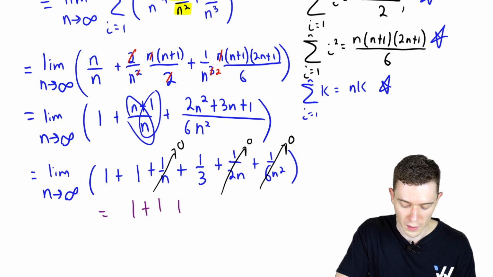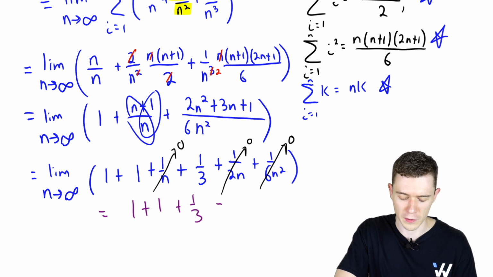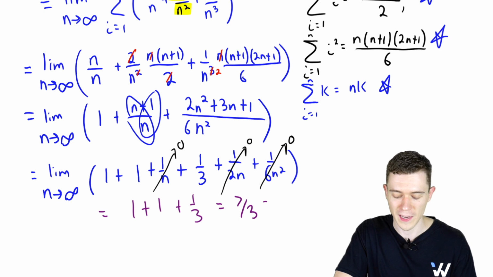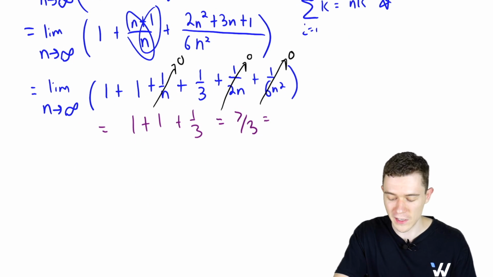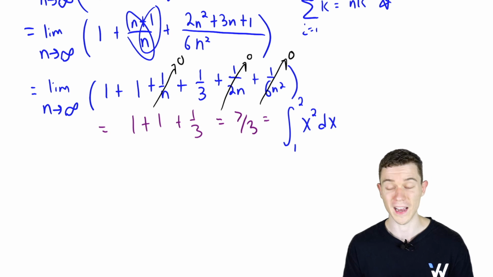1 plus 1 plus 1/3. 3/3 plus 3/3 plus 1/3. This is 7/3. And this is the definite integral, which we described like this. The definite integral from 1 to 2 of the function x squared dx.